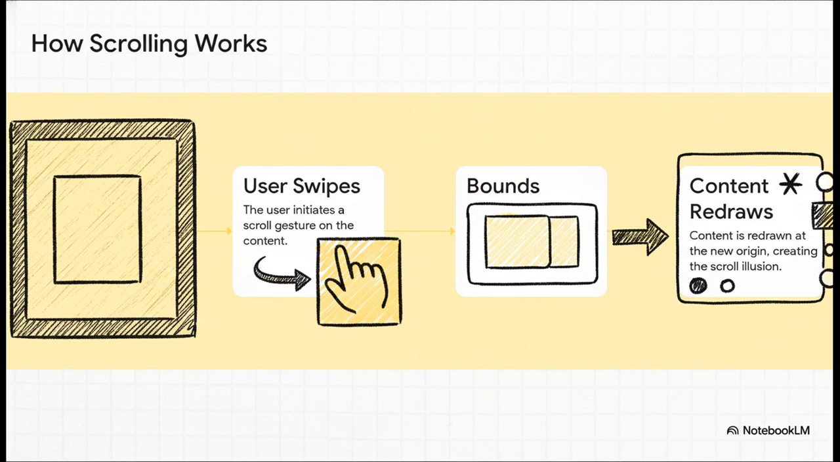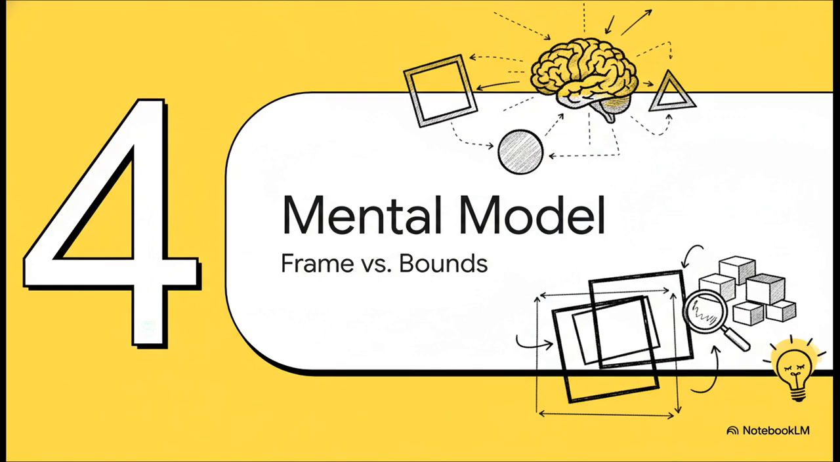What you're actually doing is changing the bounds' origin. You're basically telling the view, hey, from now on, start drawing your content from this new starting point. And that simple change shifts the internal canvas, creating that perfectly smooth illusion of scrolling. The frame stays put, but the bounds moves, revealing different parts of the content. It's genius, right? So how do we make sure this all sticks?